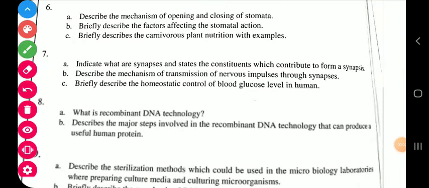Essay number 1. Describe the mechanism of opening and closing stomata. Then we have to describe briefly the factors affecting stomatal action. Then part C, briefly describe the carnivorous plant nutrition with examples. So first we'll see how to describe the mechanism of opening and closing of stomata.